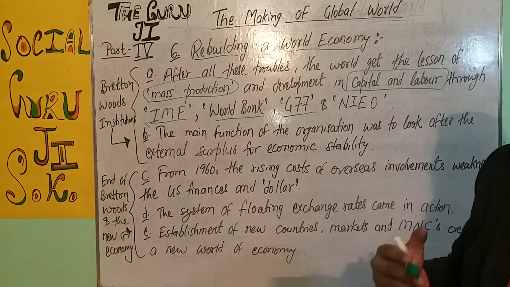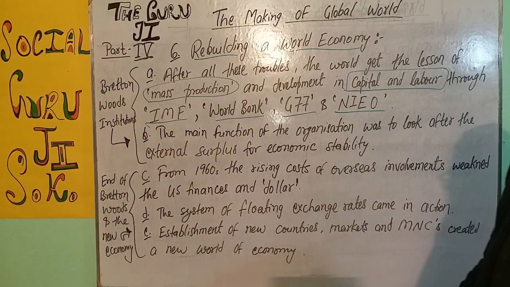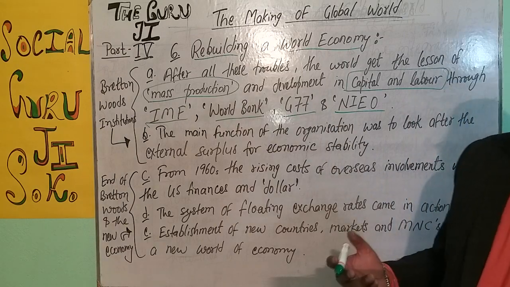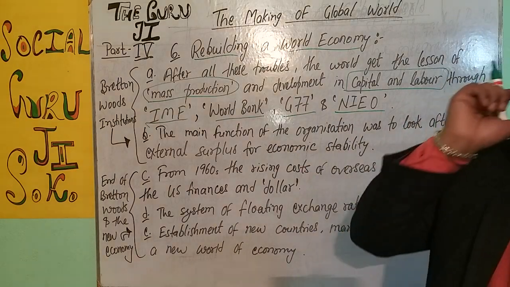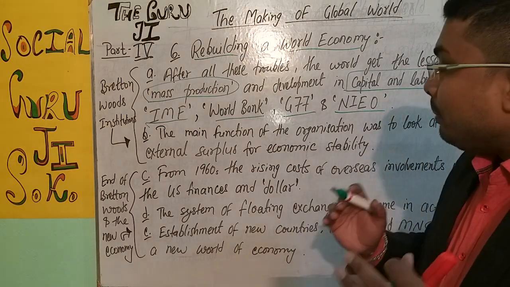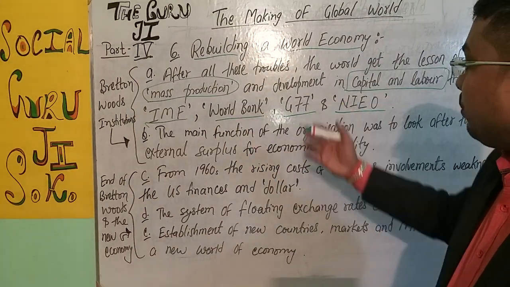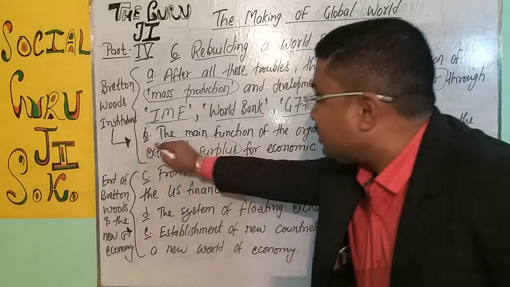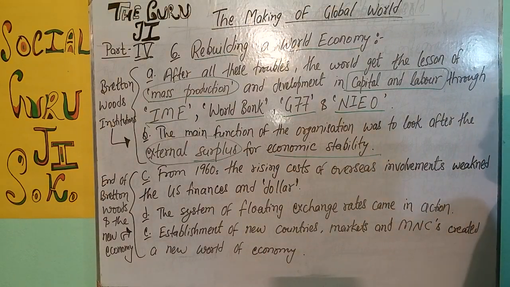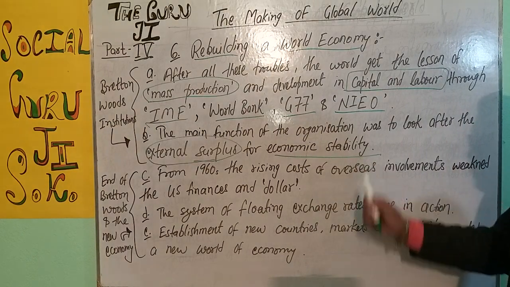G77, a group of 77 developing countries, and NIEO, the new international economic organizations. All these things helped a lot to maintain the world's economy. The main function of this whole group, it means the Bretton Woods and the G77 and the whole group, is to maintain the external surplus and the economic stability. Two things, they take care of the external surplus and they take care of the economic stability.